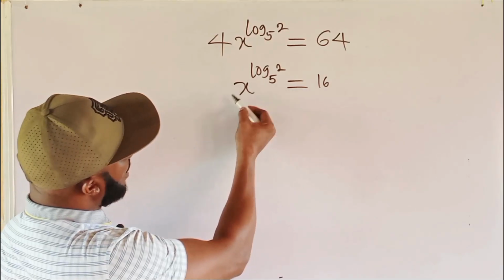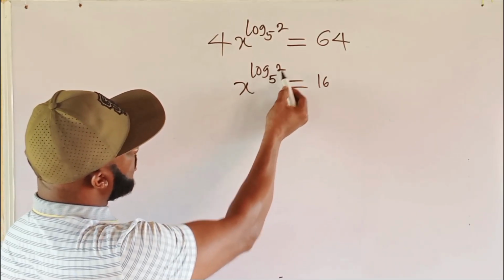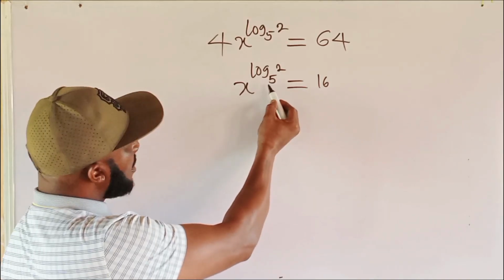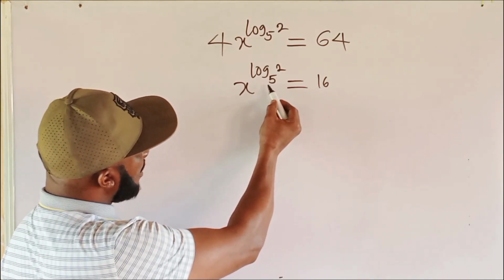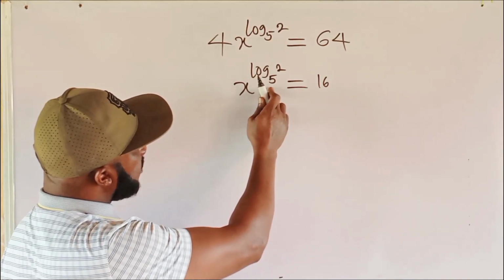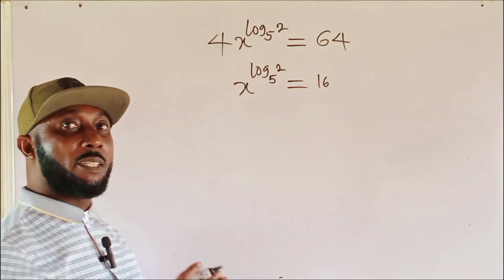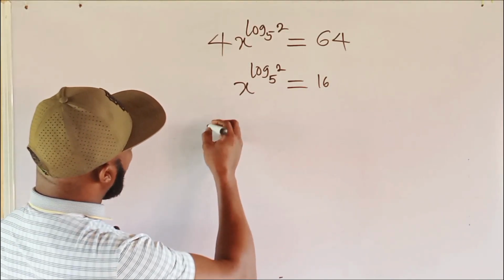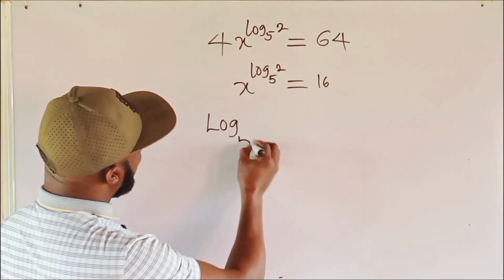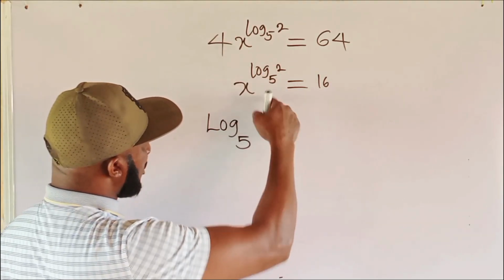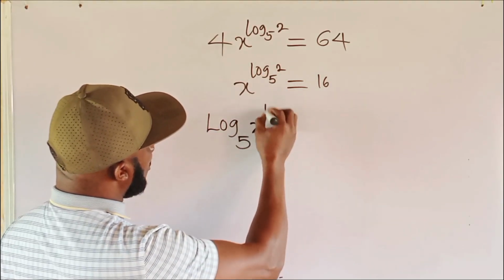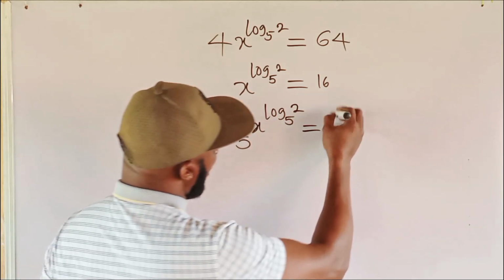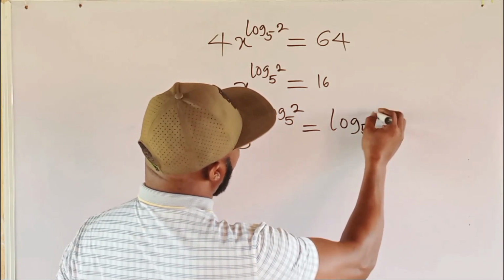Because of the exponent here, s raised to power log to base 5 of the argument 2, I will need to also think creatively again on how we can deal with this log to base 5. So we shall take log to base 5 on both sides. So we shall then have log to base 5 of this expression here, s raised to log to base 5 of the argument 2 equal to log to base 5 of the argument 16.